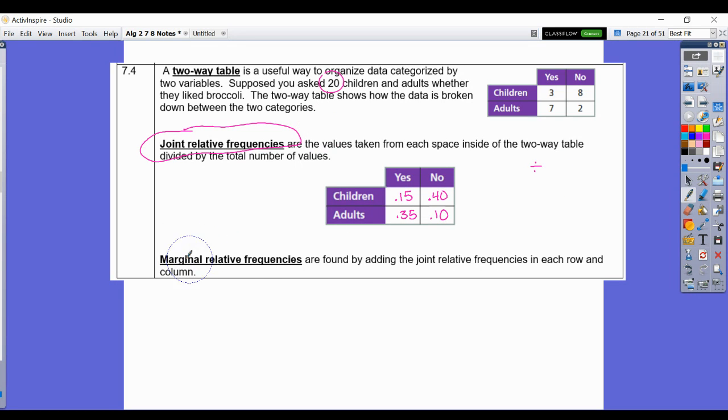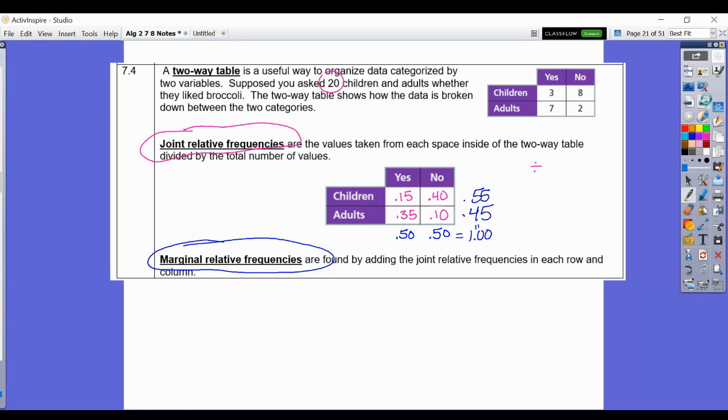So the next one is marginal relative frequencies. And they're found by just adding up the joint ones. So if we just add these two numbers up in a downward direction, we get 0.5. And we add these two up, we get 0.5. We can also add horizontally, and we get 0.55 and 0.45. And you'll notice if you add down, you get 1.0. And if you add across, you get 1.0. So these blue numbers are the marginal relative frequencies, and you can use these to answer questions about probability.